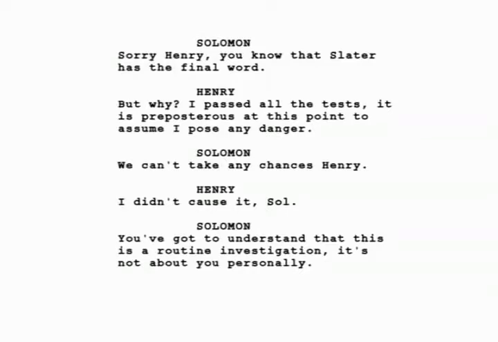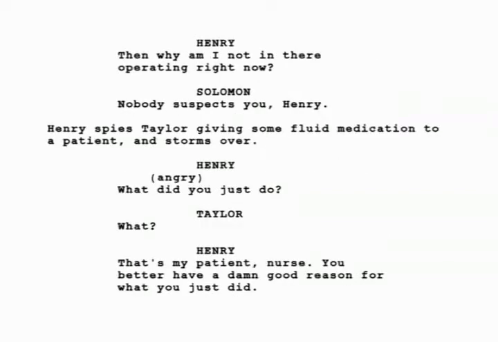We can't take any chances, Henry. I didn't cause it, Sol. You've got to understand that this is a routine investigation. It's not about you personally. Then why am I not in there operating right now? Nobody suspects you, Henry. Henry spies Taylor giving some fluid medication to a patient and storms over.